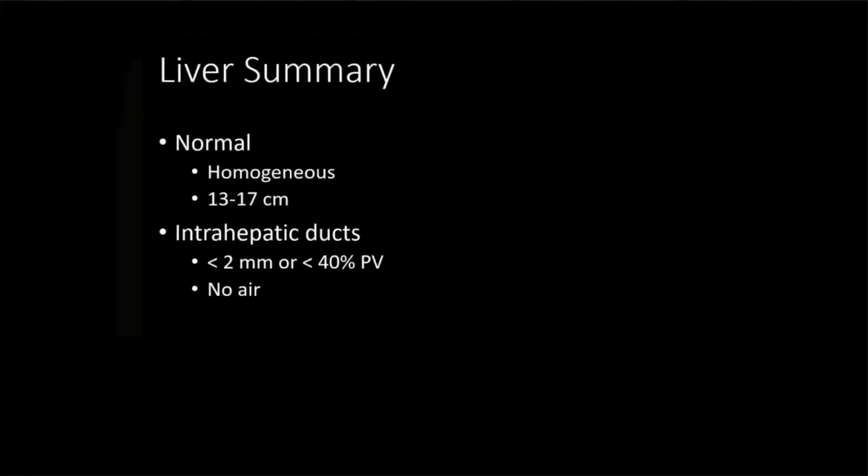So liver, normally it's going to be homogeneous. Your typical dimensions measured in the midclavicular line are 13 to 17 centimeters. The intrahepatic ducts, if you have too many tubes, you're going to start thinking about enlarged ducts. Normal ones should be less than 2 millimeters or less than 40% of the adjacent portal venous structure, and you shouldn't see any air.